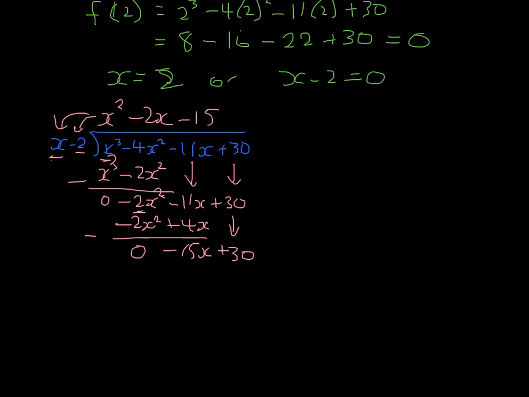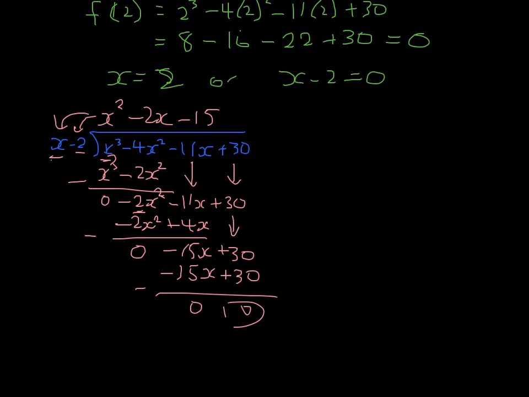Then we get our negative 15 at the top multiplied by what's out the front, so negative 15 times x is negative 15x. And negative 15 times negative 2 is going to be plus 30. We take away, so negative 15 take away negative 15 is 0, 30 take away 30 is 0, so we have our 0 remainder, which is what we're looking for, and all is good.